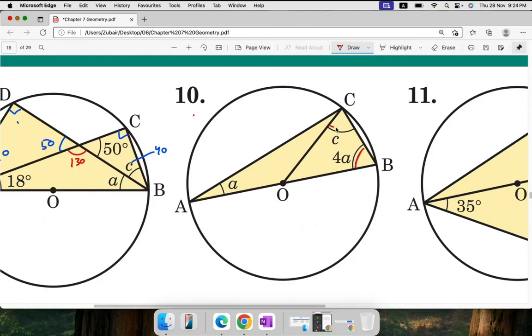Aris, if this is 4A, we can write 4A here because this is isosceles. OC and OB are radii. Similarly on the other side, OA and OC are also radii, so this is A. Now we have all in terms of A. So the first angle is A, second is 4A, third is 4A, and so on, which will be 180. So A is equal to 180 by 10, which is 18. And B is 4A. So 18 into 4 is 72.